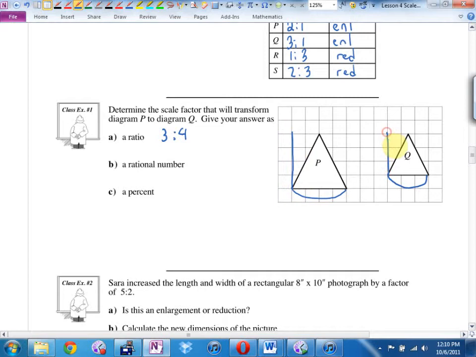As a rational number, that means as a fraction. What about as a percent? Now, Jordan is actually surprisingly doing some good arithmetic in his head. You said 75%. You're right.